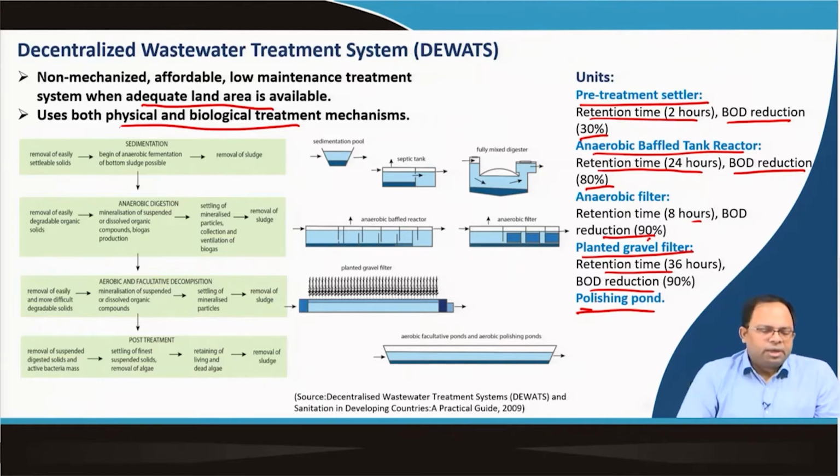Now, you can see in this particular image, we have the sedimentation. The first step is sedimentation, and for that we can have a sedimentation pool, a septic tank, or even a biogas plant or a mixed digester. These are the three options to allow sedimentation, and this also results in sludge which has to be removed. This begins the anaerobic fermentation, and the sludge is already collected.